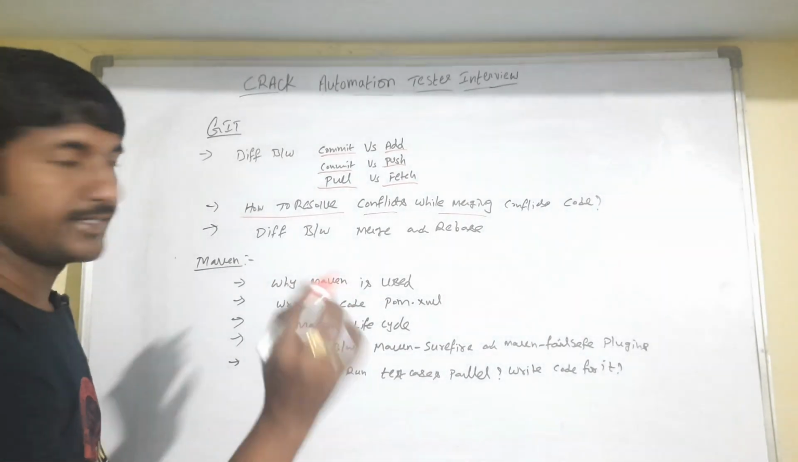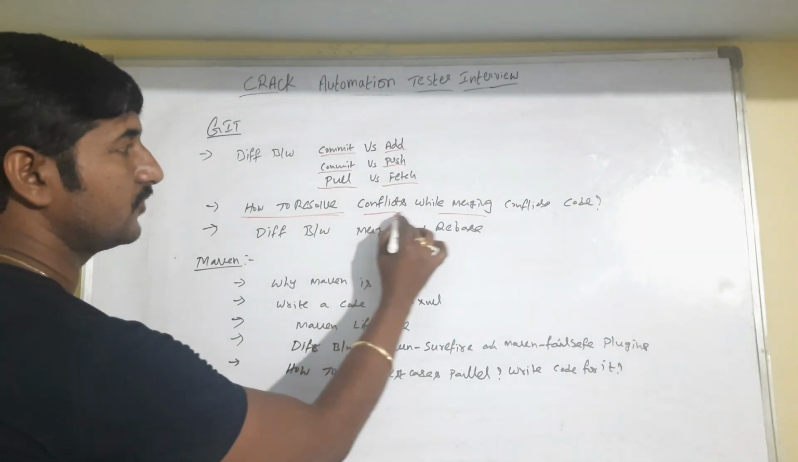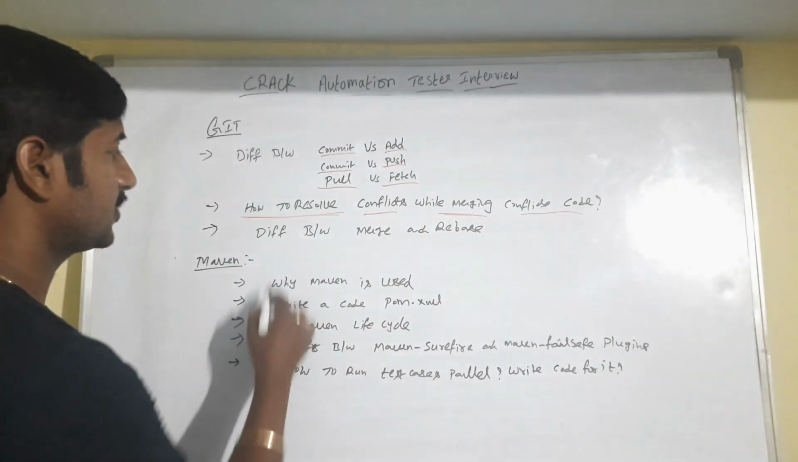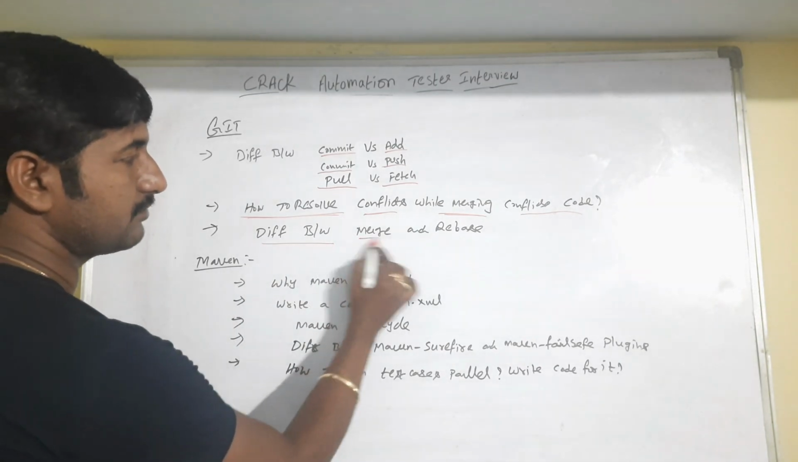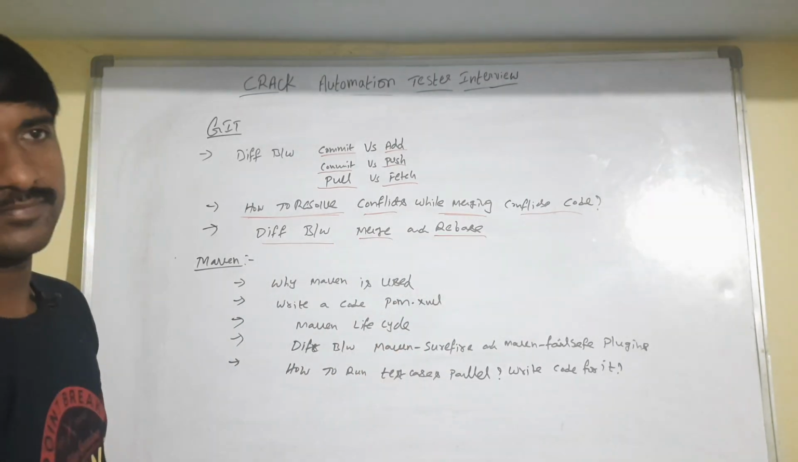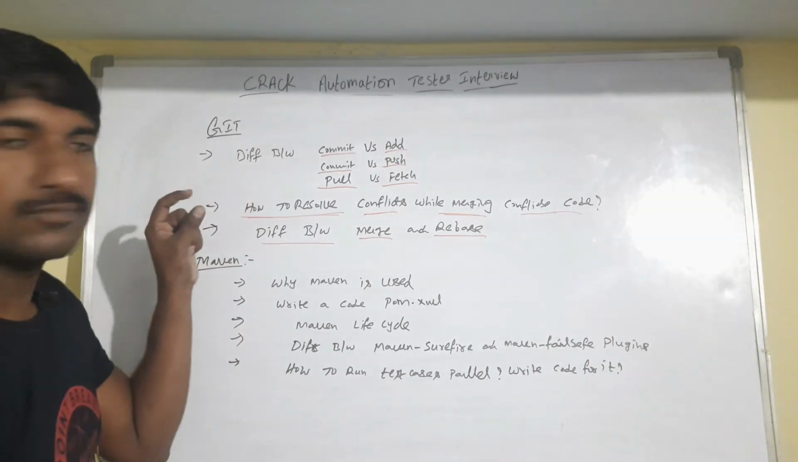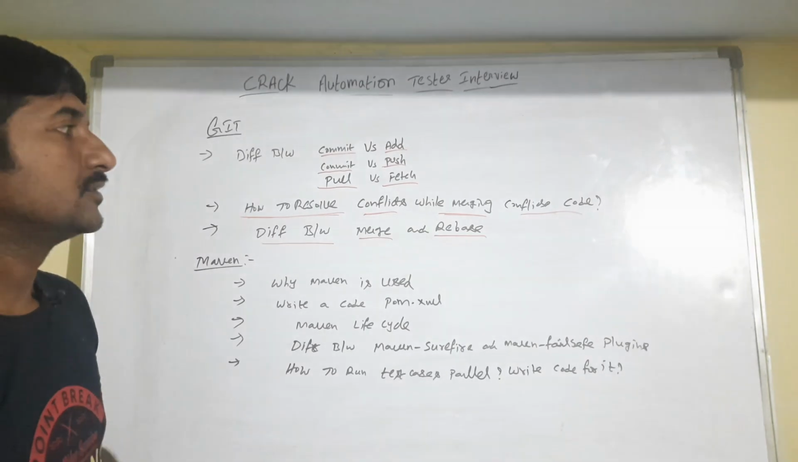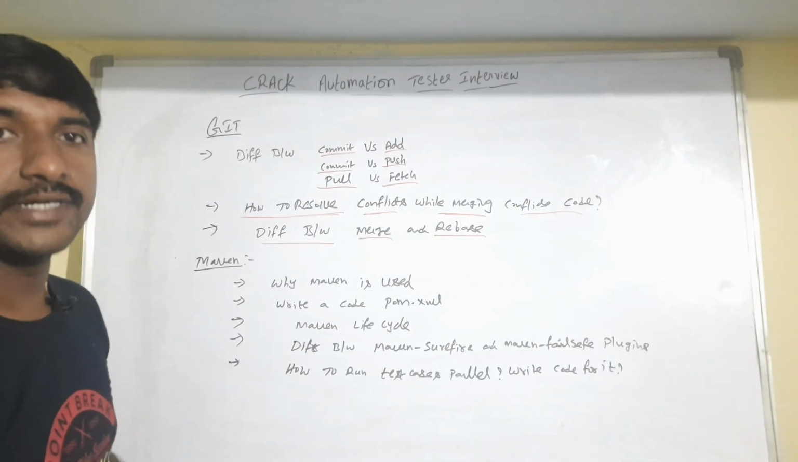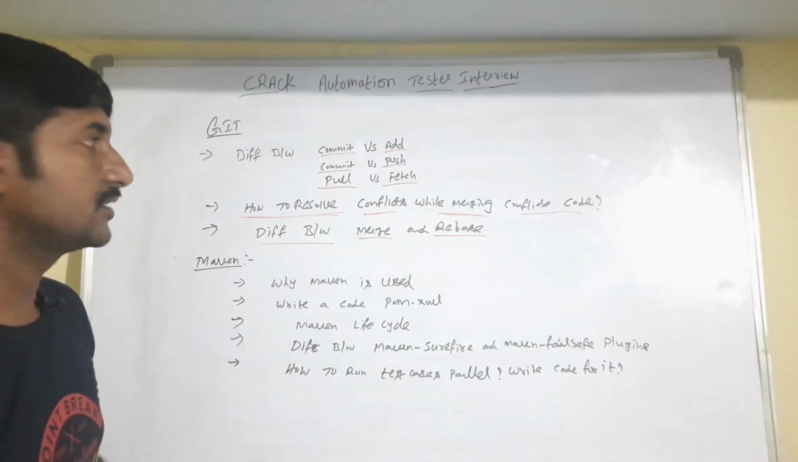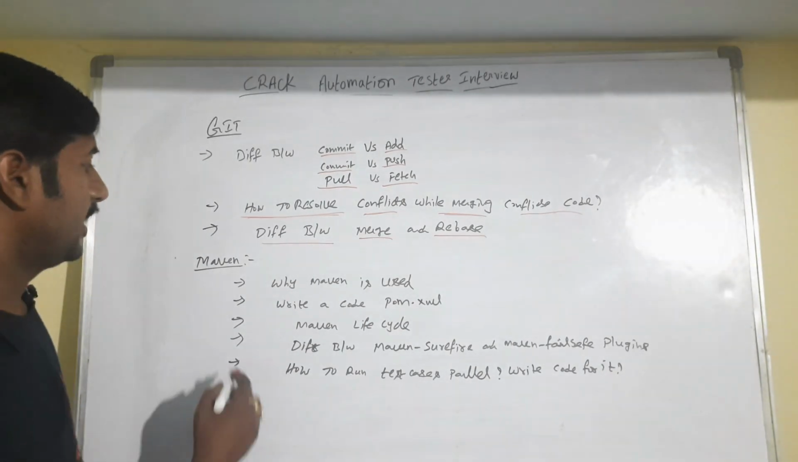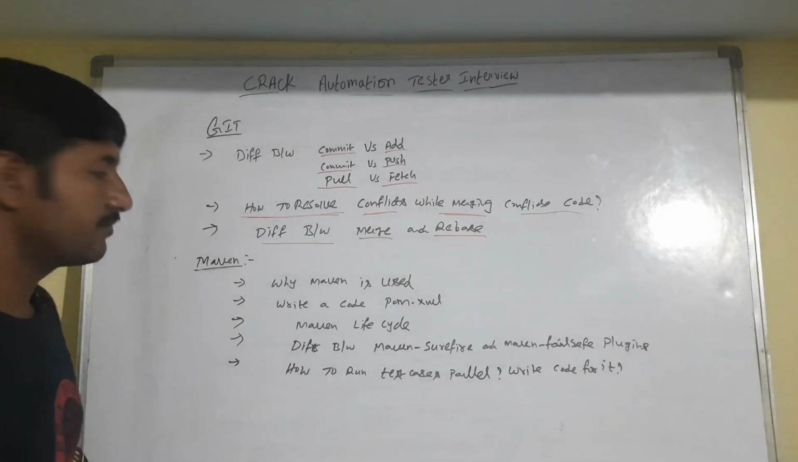Okay. And the next question is how to resolve conflicts while merging conflicting code. Okay, next question is can you explain the difference between merge and rebase? Okay, so these are the most frequently asked Git interview questions for automation testers. If you want more Git related interview questions, then you just check out our playlist. Okay, and the next interview questions are from Maven.